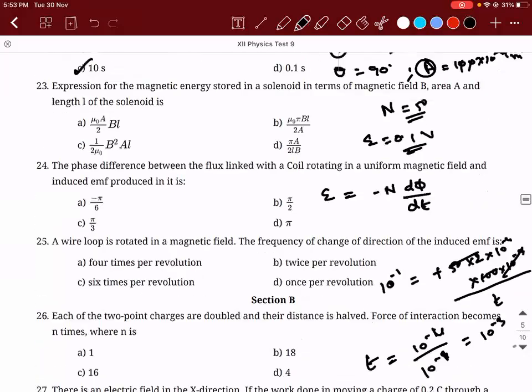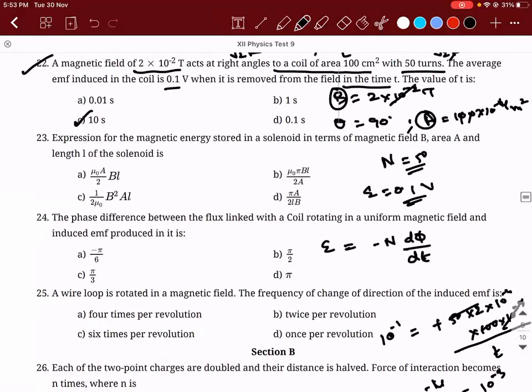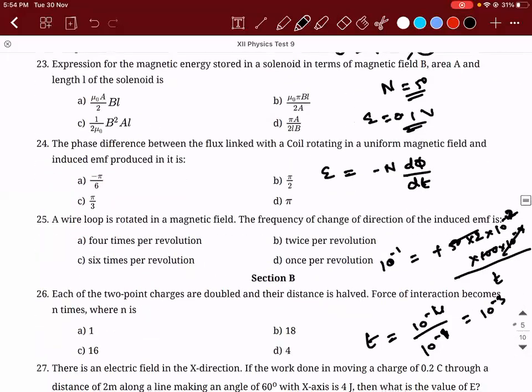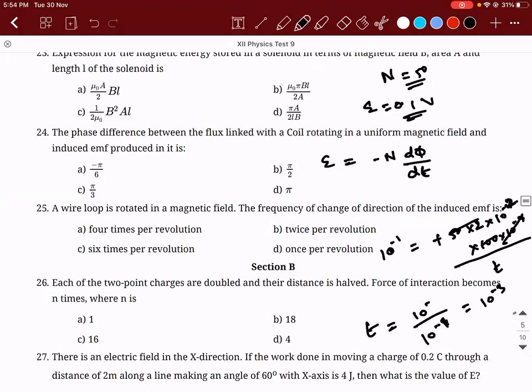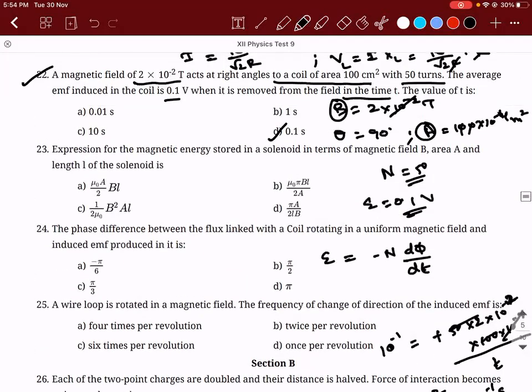Is there any mistake that I did? 200 into 10 power minus 2 is... correct? 10 power minus 2. This will become 10 power minus 1. The answer is right only. I hope everyone is clear. 10 power minus 1 second, which is 0.1 second. This is the answer, guys, not C. For question 22, the option is D.